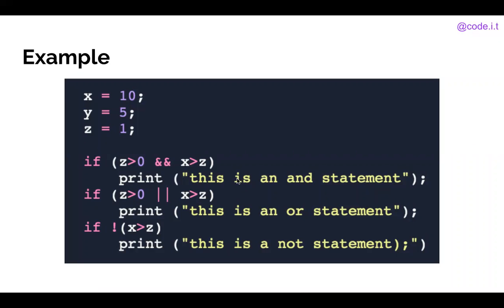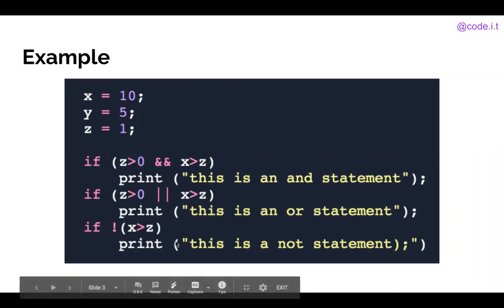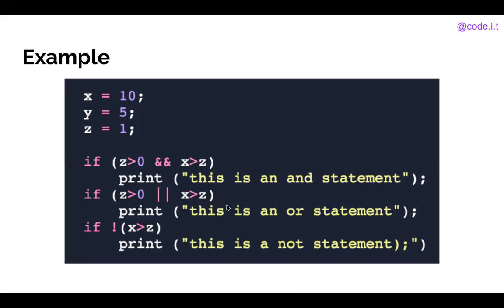Since both of those are true, that if statement will evaluate to true, and then it will print this is an and statement. With the next one, we have if z is greater than 0 or x is greater than z. We know that both of those are true, so that if statement is going to execute. Although only really one of those needed to be true in order for it to print, but since both of them are true, it's still going to print.